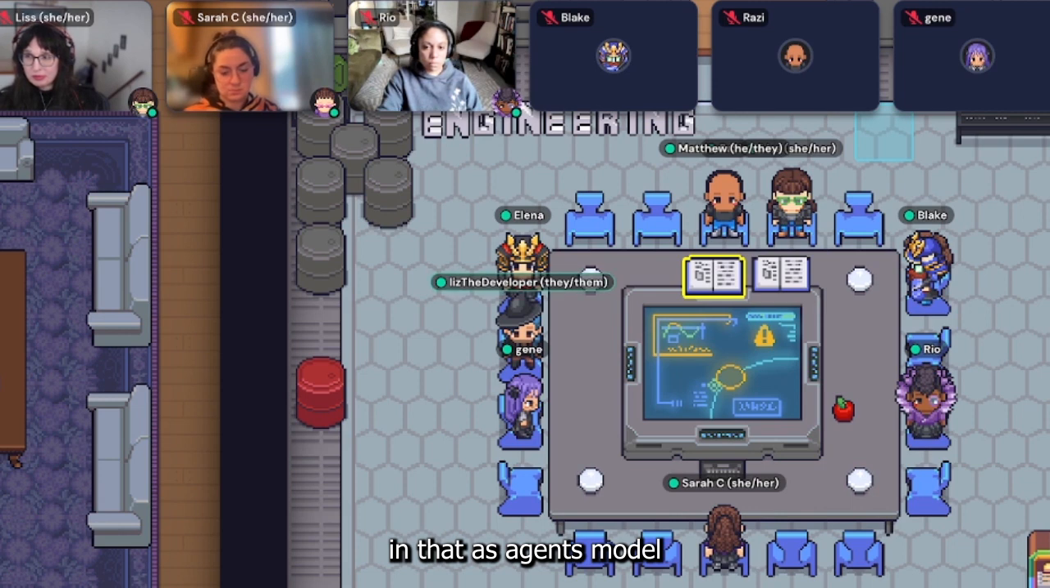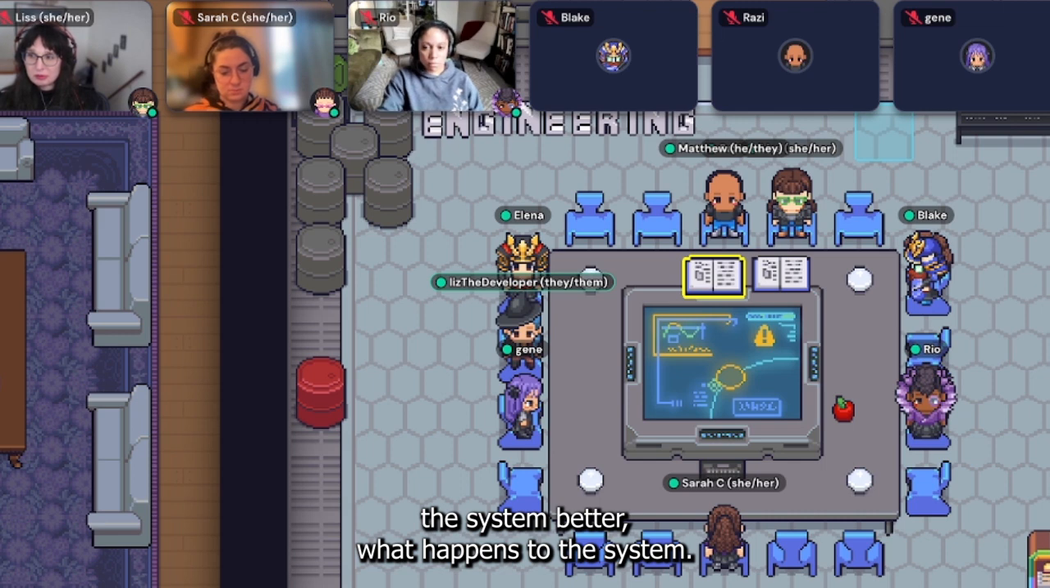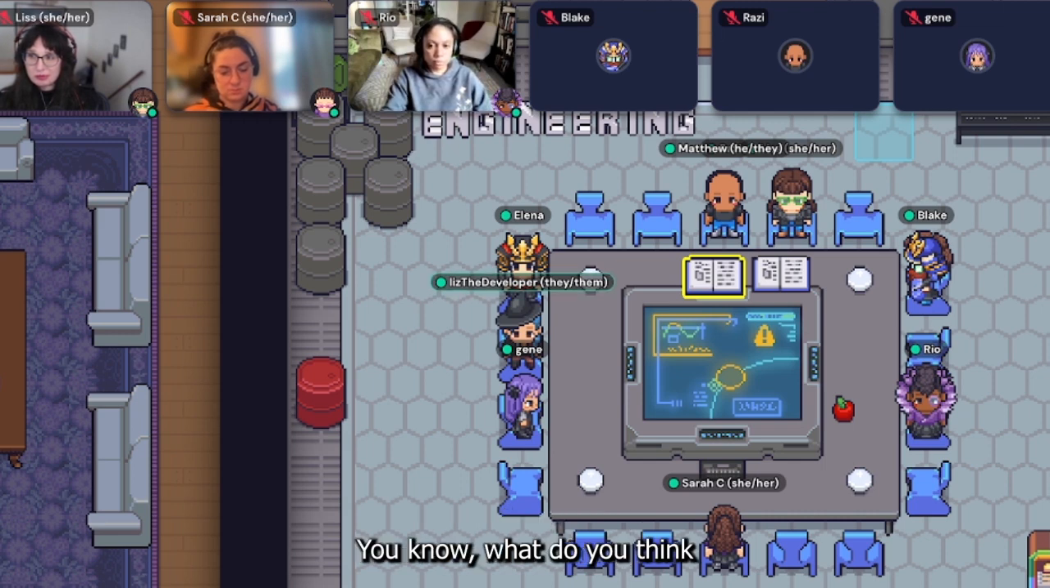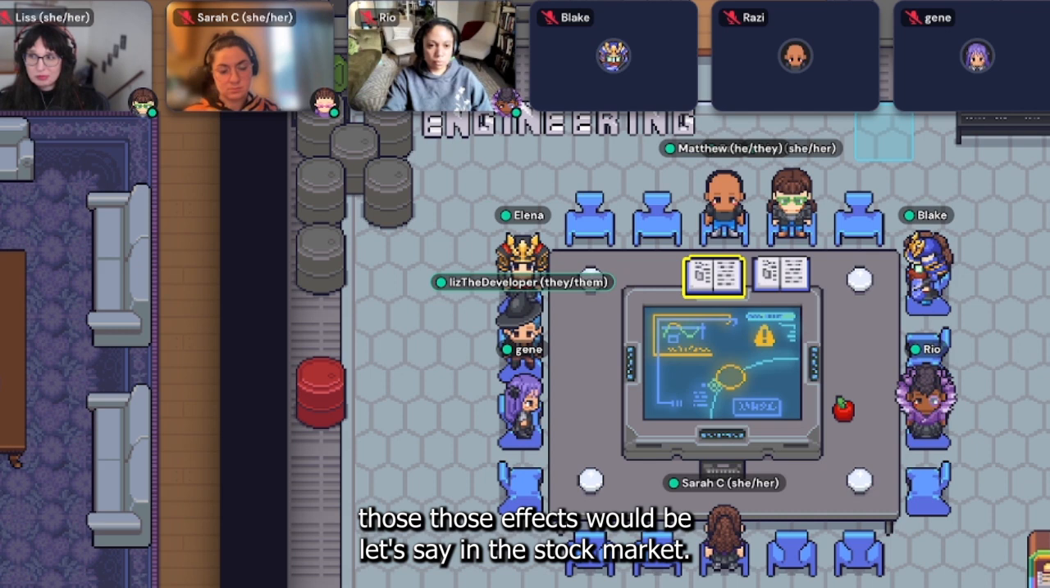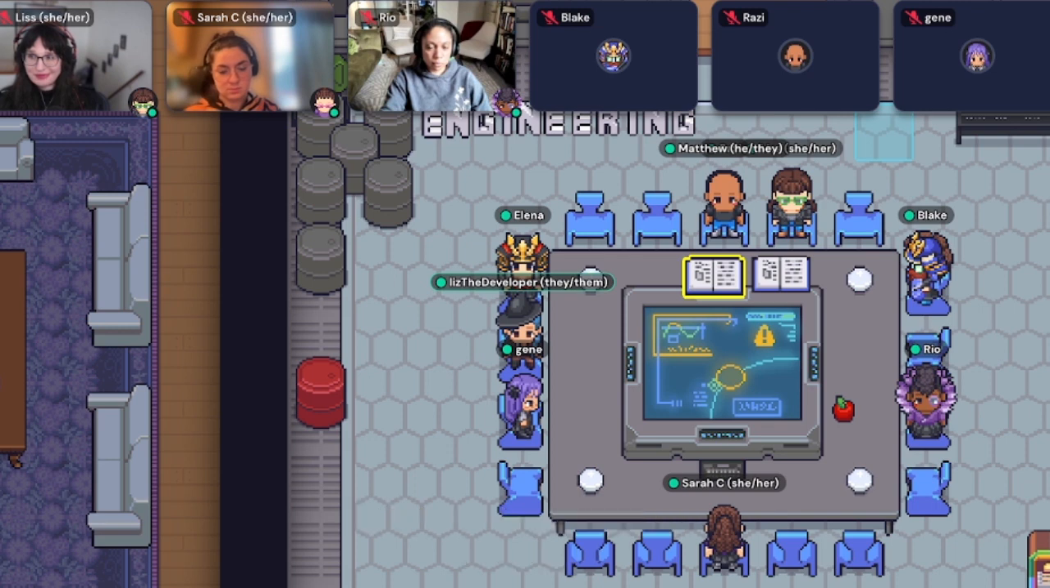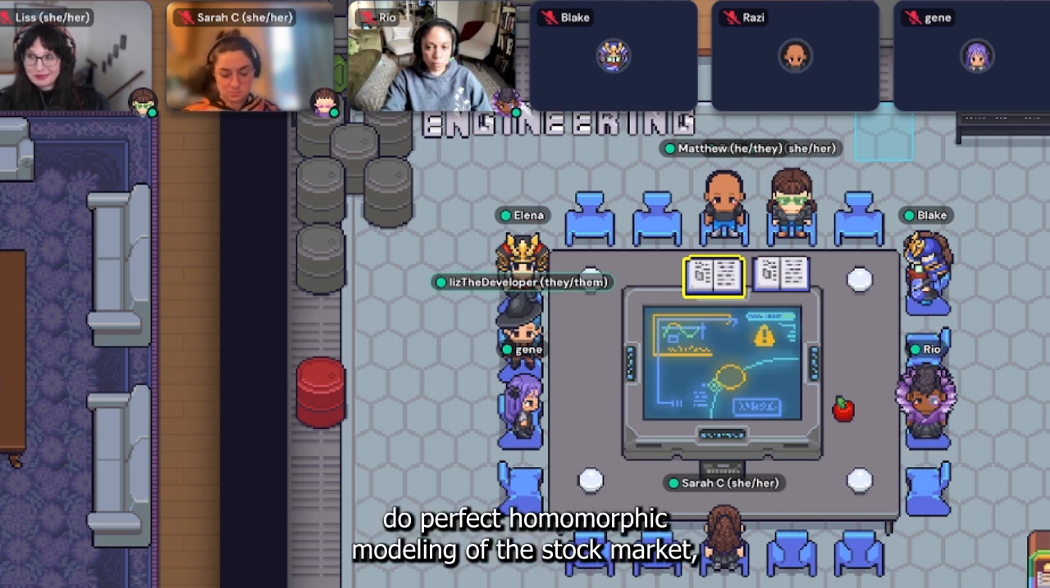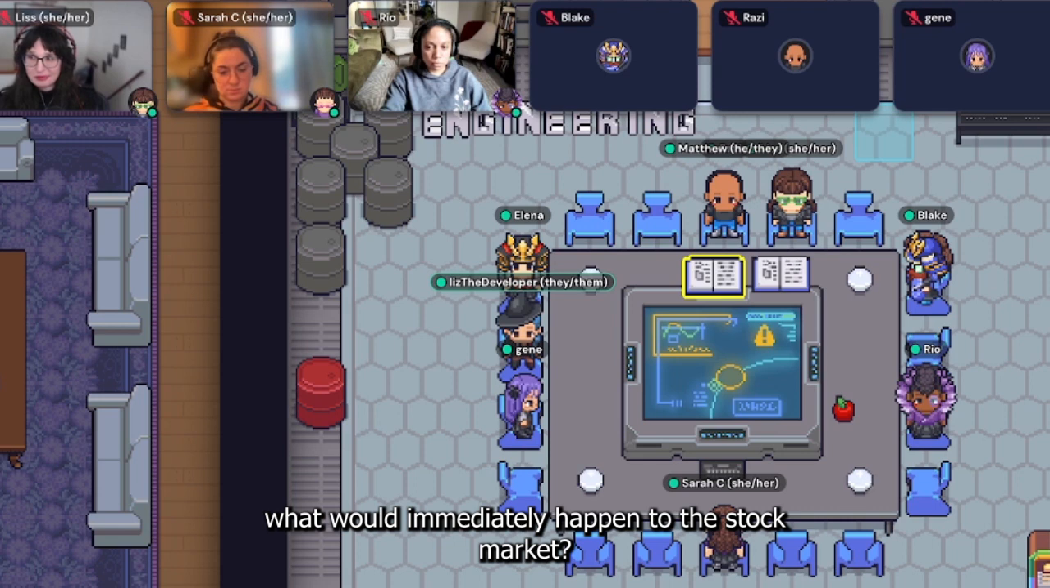As agents model the system better, what happens to the system? What do you think those effects would be? Let's say in the stock market. Let's just make some guesses. If we could do perfect homomorphic modeling of the stock market, what would immediately happen to the stock market? Yeah, Matthew.